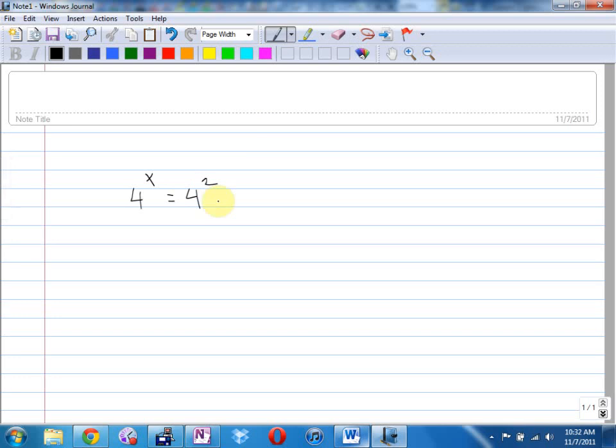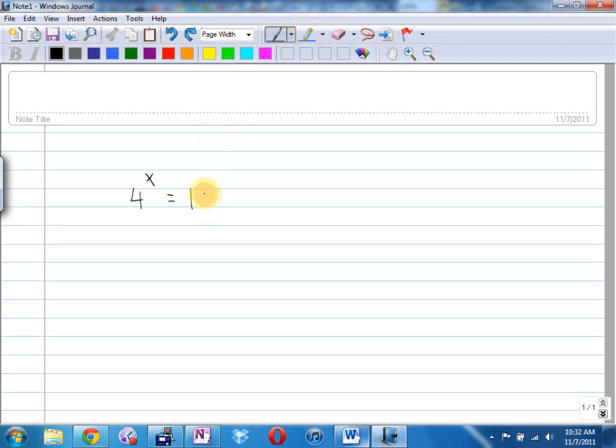Here's the question we're going to ask today. Now what? Can I write 15 as 4 to some power? Not in my head. If it was 4 to the 1, I could do that. If it was 4 squared, I could do that. In fact, I'm pretty sure the answer is somewhere between 1 and 2.